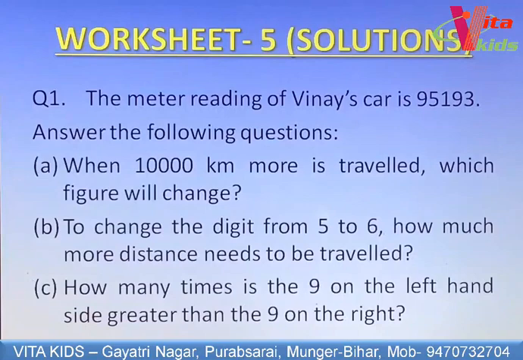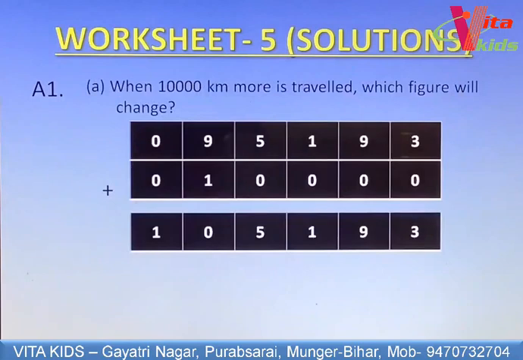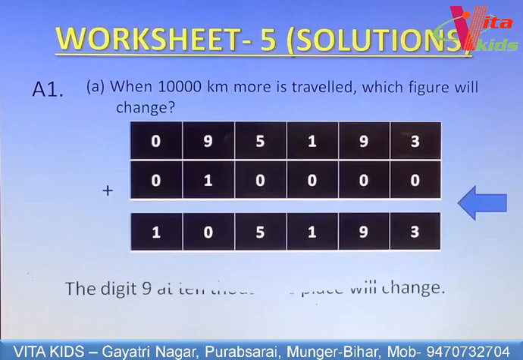So, first here we will add 10,000 to the meter reading, which is 95193. When we add 10,000, we get 105193. So, you look closely at the meter reading and what number we have got now. The 10,000's place has changed. You don't have to write this particular step in your answers. This is for your understanding. You will directly write the digit 9 at the 10,000's place will change.